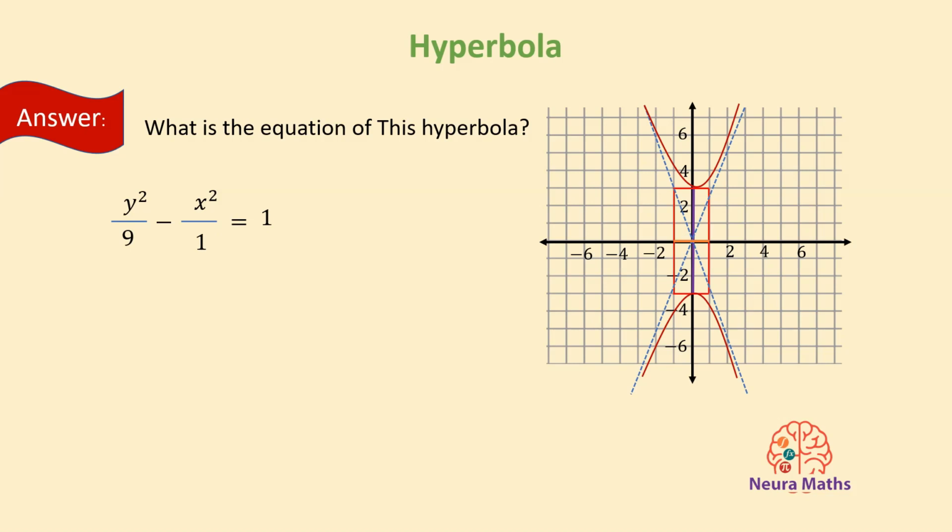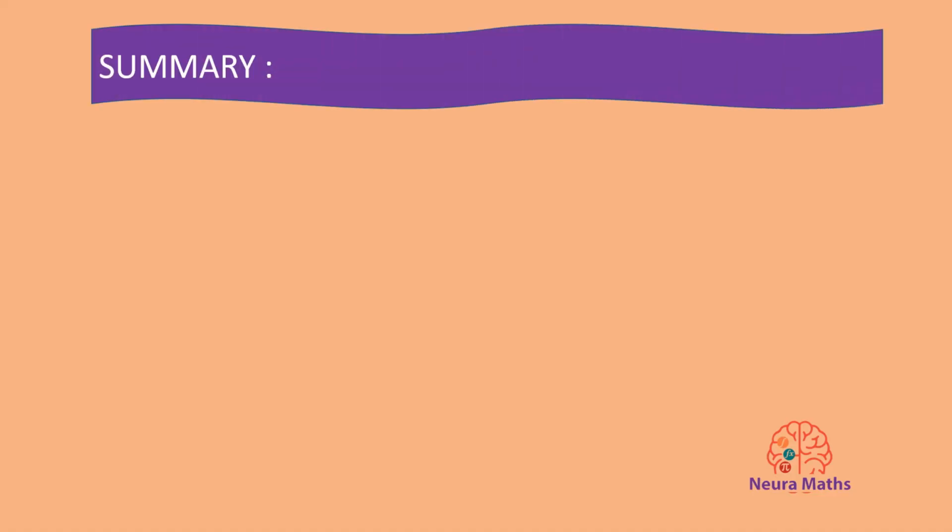What is the location of the focus point? The focus point exists on the y-axis so its x-coordinate is 0 and its y-coordinate is equal to positive and negative the square root of the sum of the two denominators, which can be simplified to be positive and negative root 10. To sum up, a hyperbola could be horizontal or vertical.